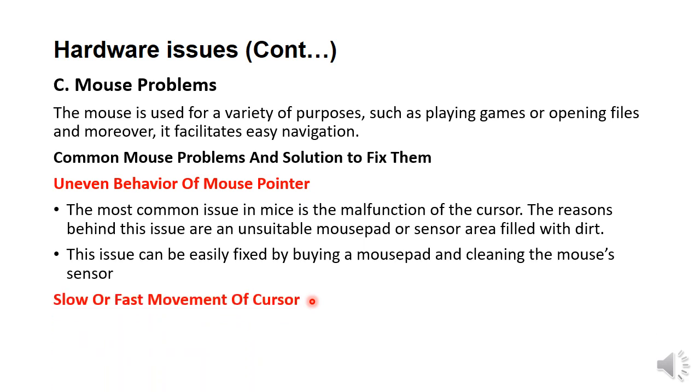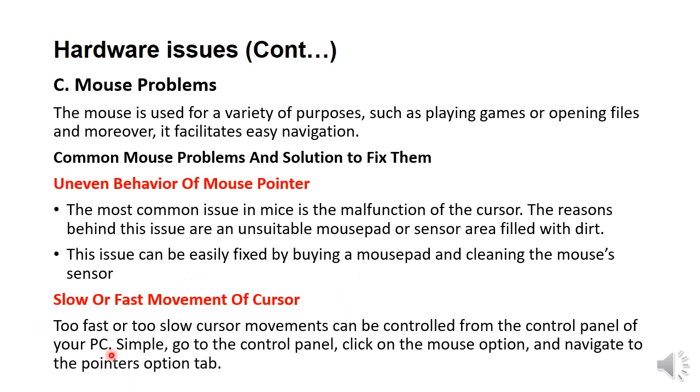So the second issue is slow or fast mouse cursor movement. In this case, you are using your computer mouse, but each time you click on any area from the desktop, you see that the mouse cursor is moving quickly. Too fast or too slow cursor movements can be controlled from the control panel of your personal computer.